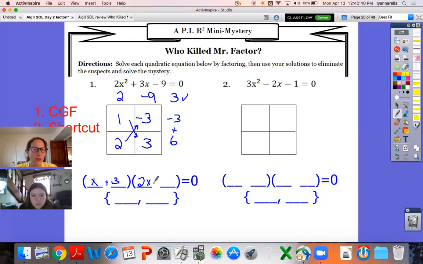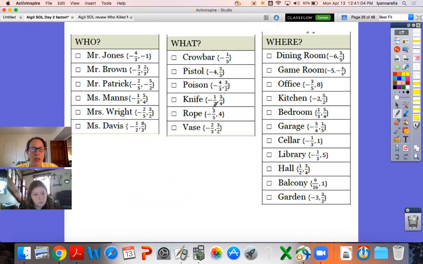And you remember how you find the zeros? You set each factor equal to 0. So if I set x plus 3 equal to 0, what do I get for the answer? -3. And if I set 2x minus 3 equal to 0, what do I get? 3 halves. Right. So what I'm looking for is the solution in that answer key that has a -3 and a +3 halves. And if I look here, right there, -3 and positive 3 halves. So we know that the murder did not occur in the garden, okay?